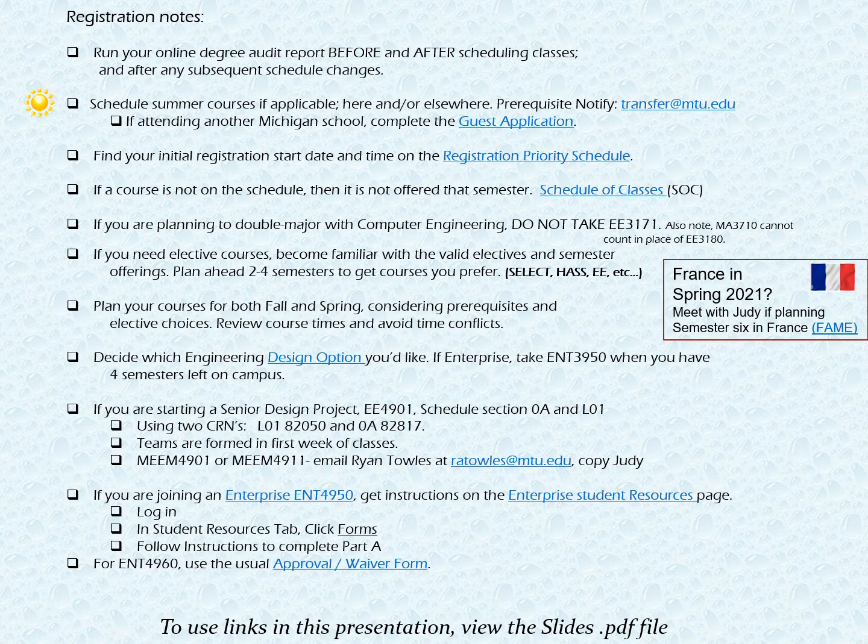If you want to try Enterprise, take ENT 3950 when you have 4 semesters left on campus. If you are starting a senior design project in the fall, register in EE 4901 Section 08 and Lab Section L01 using both CRNs. The senior design teams are formed in the first week of classes. If you need to register for ENT 4950, use the online Google form process at the link provided and complete Part A.